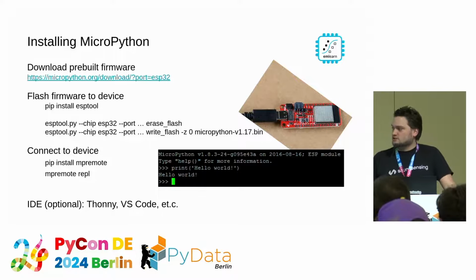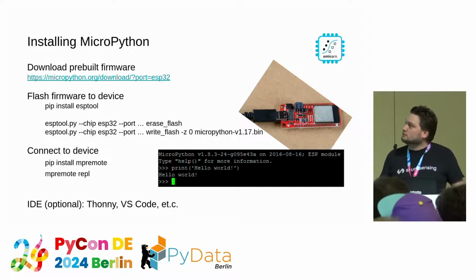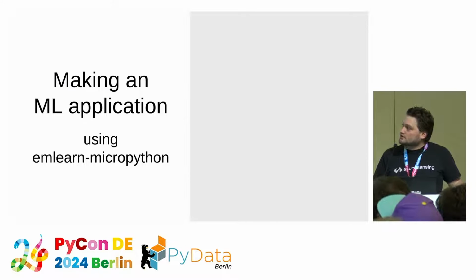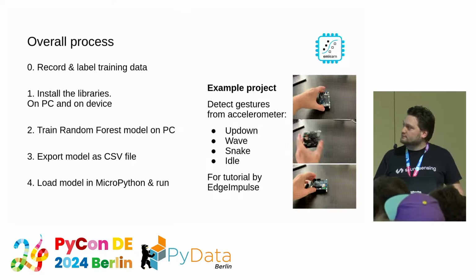There's also IDE support. So there's Thonny, which is a super simple IDE, but it's very nice to just play with this stuff. Or you can set up VS Code, of course, to work with these kinds of devices for a more professional environment. So how do you make a machine learning application with this?